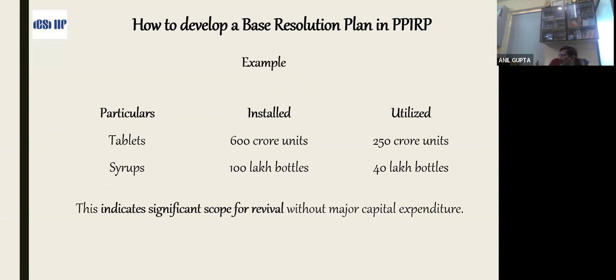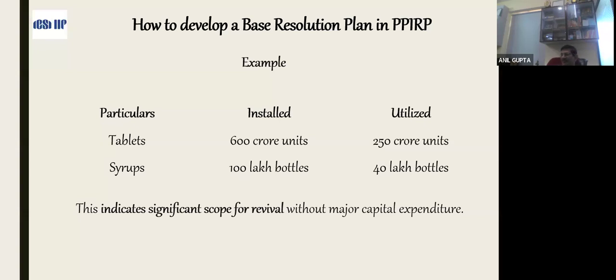For example, suppose there is a pharma company manufacturing tablets or syrups. The installed capacity is 600 crore units, but the company has utilized only 250. That is only about 35% capacity utilization. The machines are idle; the remaining 65% of the machinery is idle.